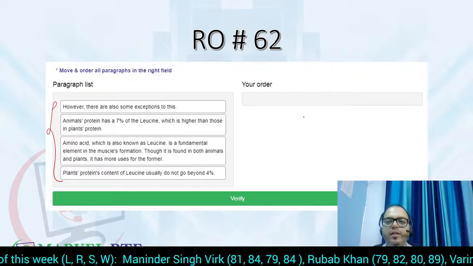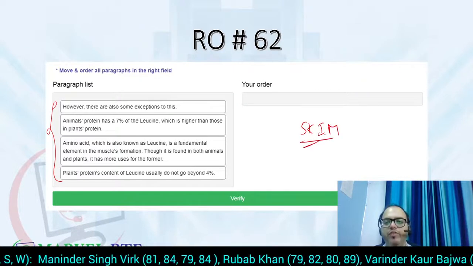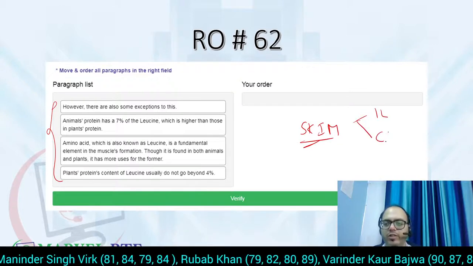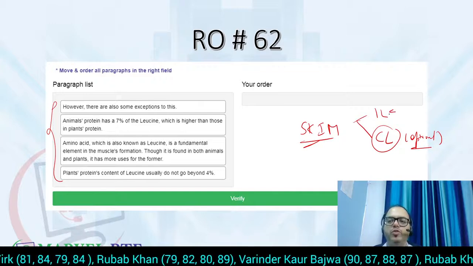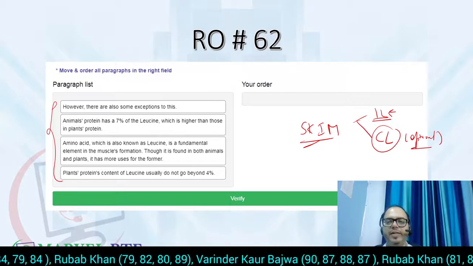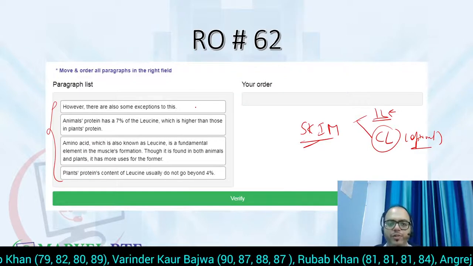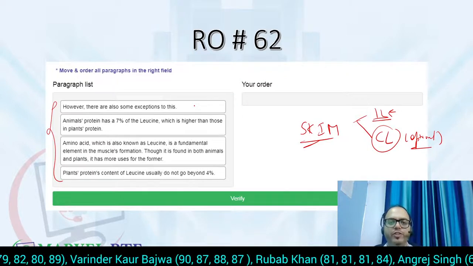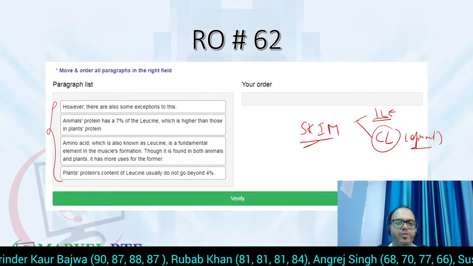Okay, so in reorder paragraph, the first thing we do is skimming for finding the independent line, and the concluding line is optional. And we have certain rules and strategies for finding the independent line. For example, it cannot have pronouns, right? And it shouldn't be dependent on other lines. So let's get started. However, there are also some exceptions to this.